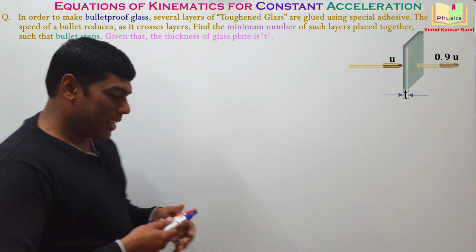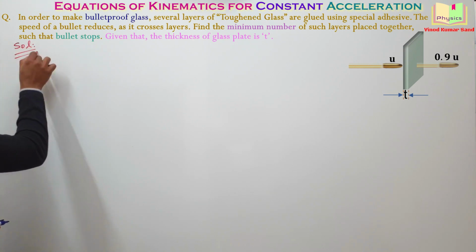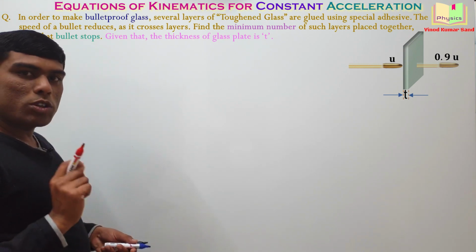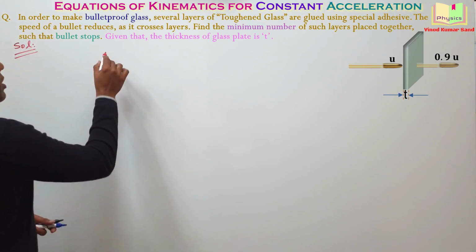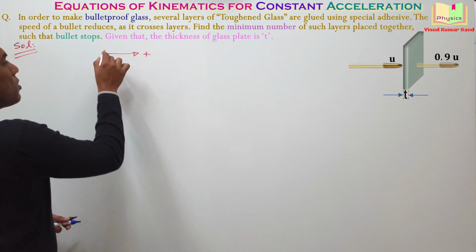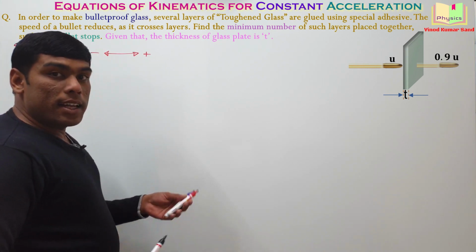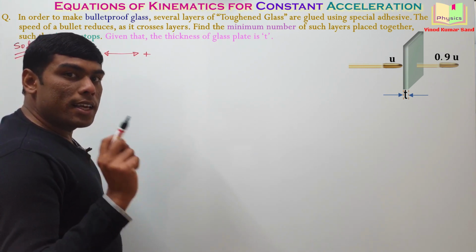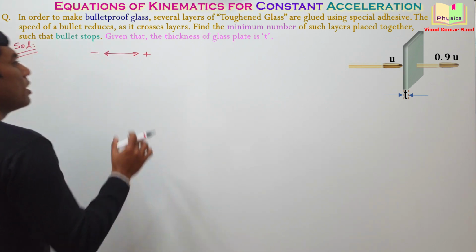Okay, I'm starting the calculations. As we have already seen the tips for solving the question, first of all, we'll choose the convenient direction. So here I'm choosing this direction as positive and this as the negative. And then I'll be using the equations of motion because the acceleration is constant.